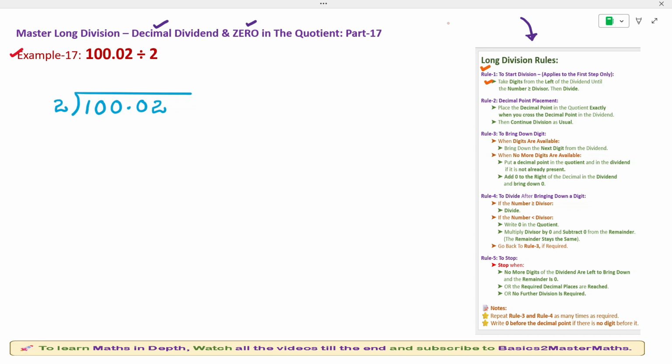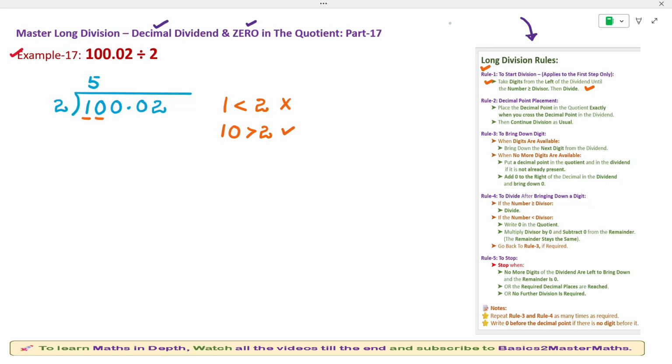Take the digits from the left of the dividend until the number is greater than or equal to the divisor. Then divide. In this case, the leftmost digit of the dividend is 1, which is less than the divisor 2. So, division is not possible. As per rule 1, consider the next digit also. Now, the number becomes 10, which is greater than the divisor 2. So, divide.